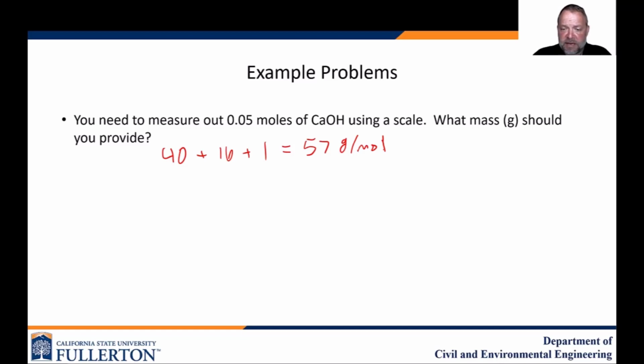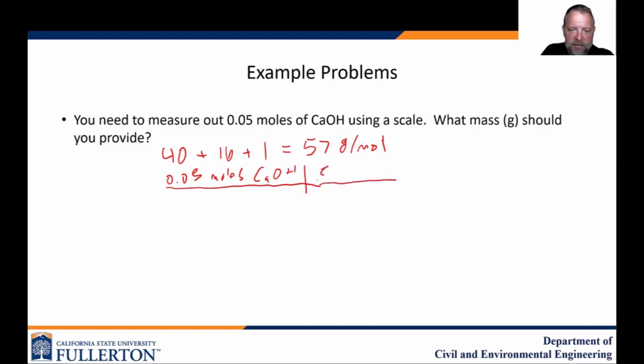Now we can figure out how many moles that is by multiplying times 0.05. We want 0.05 moles of calcium hydroxide. We know it's 57 grams per mole of calcium hydroxide, and so we just multiply that out and we get that we need 2.85 grams of calcium hydroxide to have 0.05 moles. And then, of course, if we're trying to make a solution, we can add that to a set amount of water and get a molar concentration too.